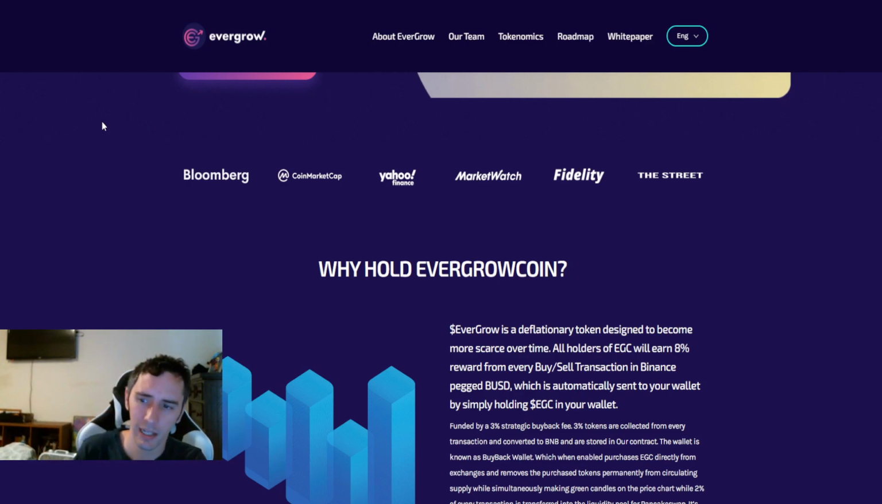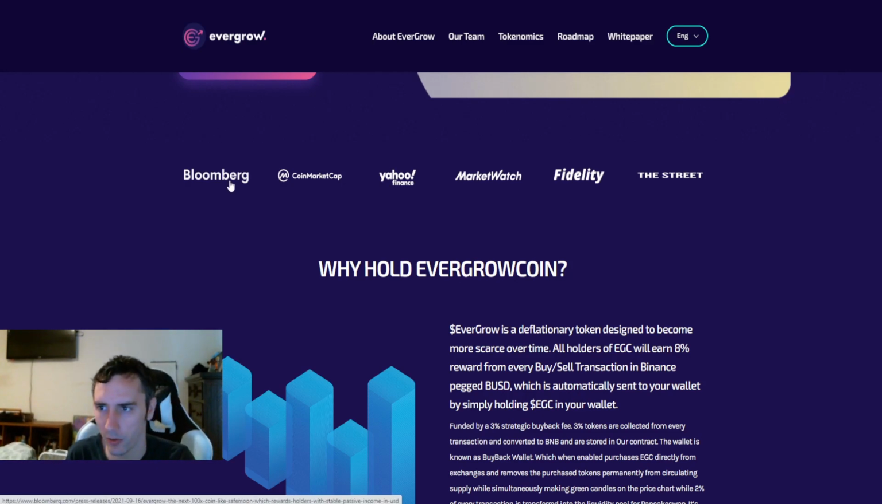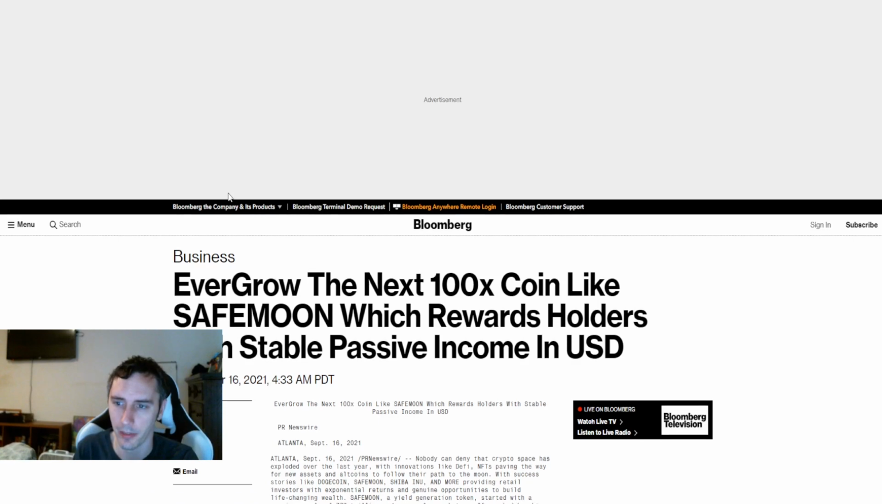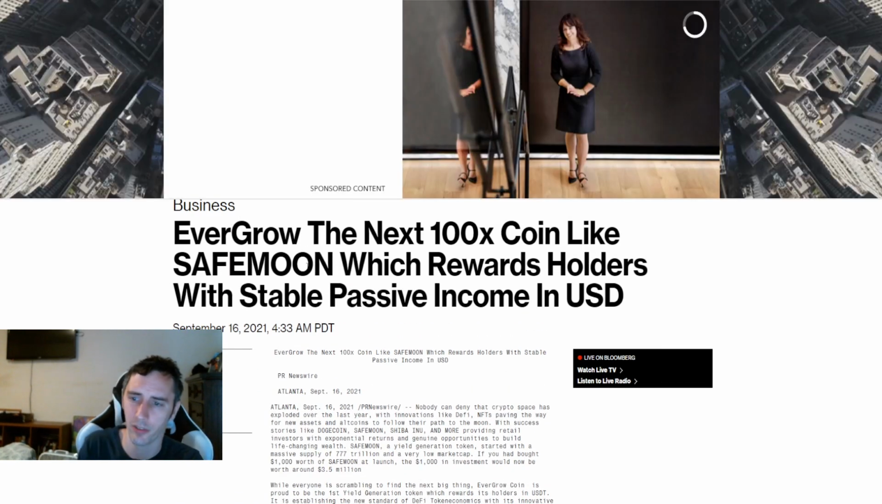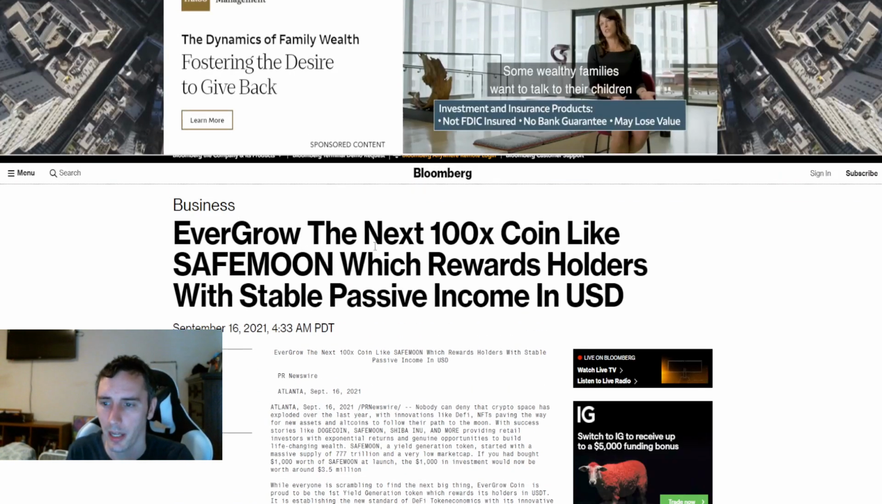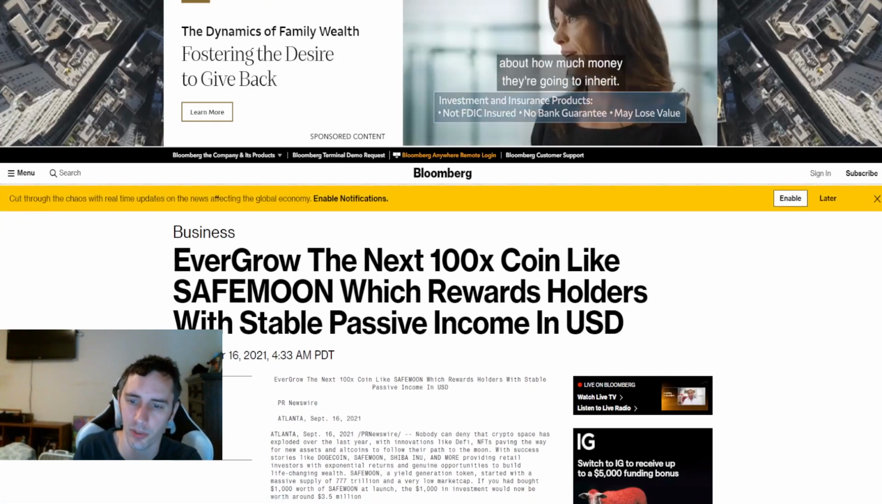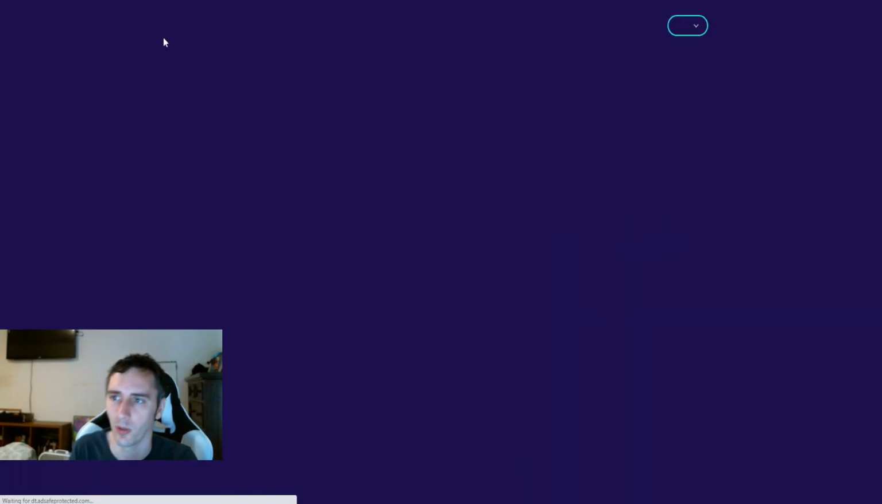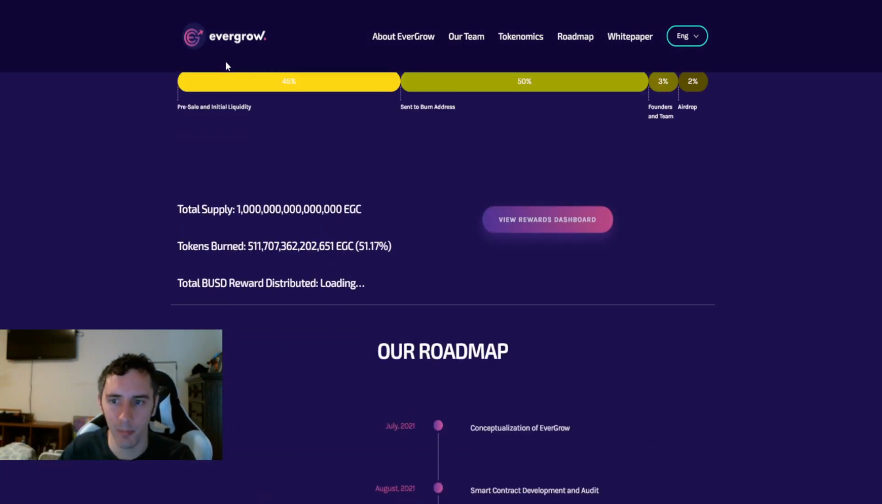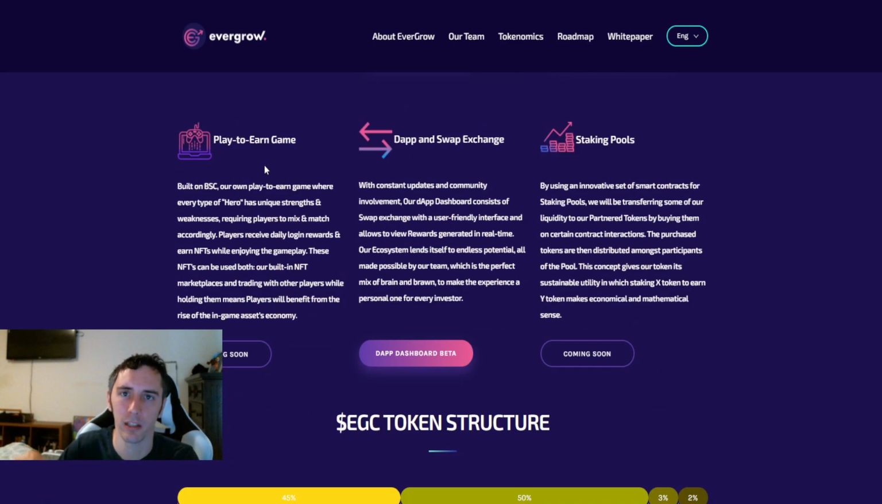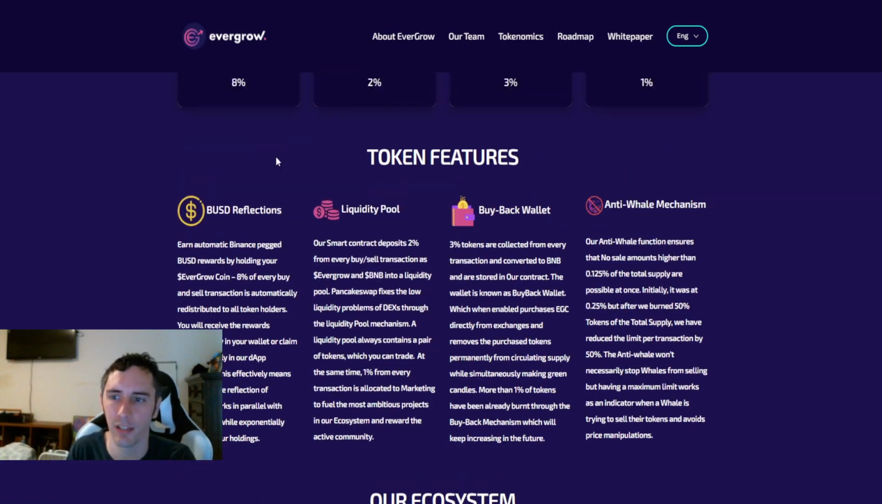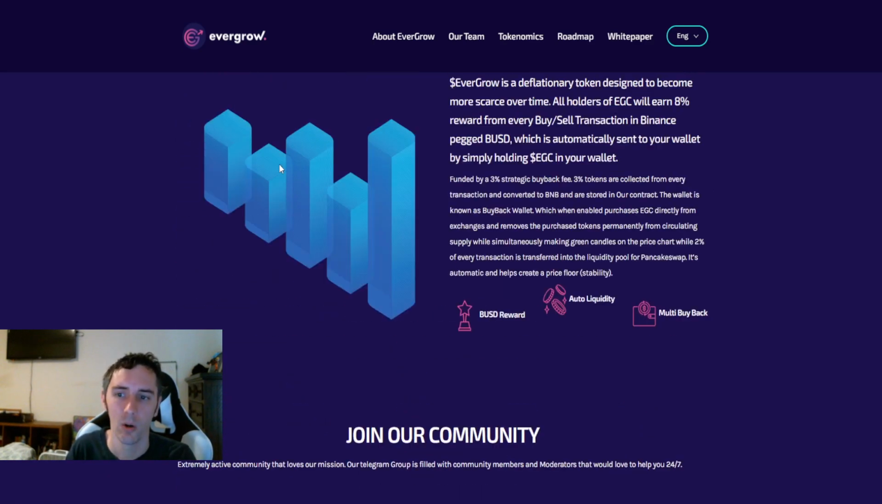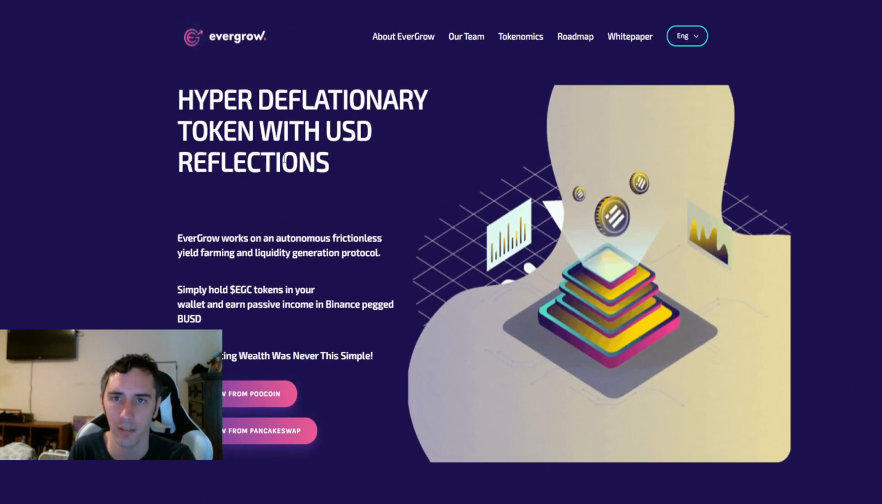So as you can see, they got stuff through Bloomberg. There's a link that goes over to that. If I click on that, there's a nice little Bloomberg article. It says EverGrow, the next 100 times coin, like SafeMoon, which rewards holders with stable passive income in USD. So not exactly like SafeMoon. I still see a lot of value independently with SafeMoon, and I'm not trying to insinuate that I think that this is better or worse. I just think that this has its own unique opportunity, and it's starting off.